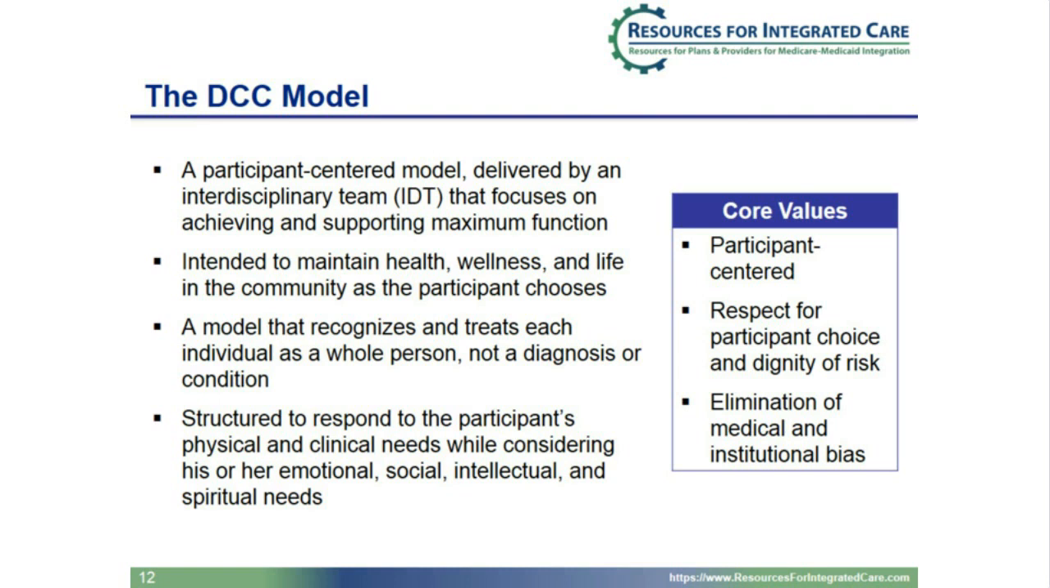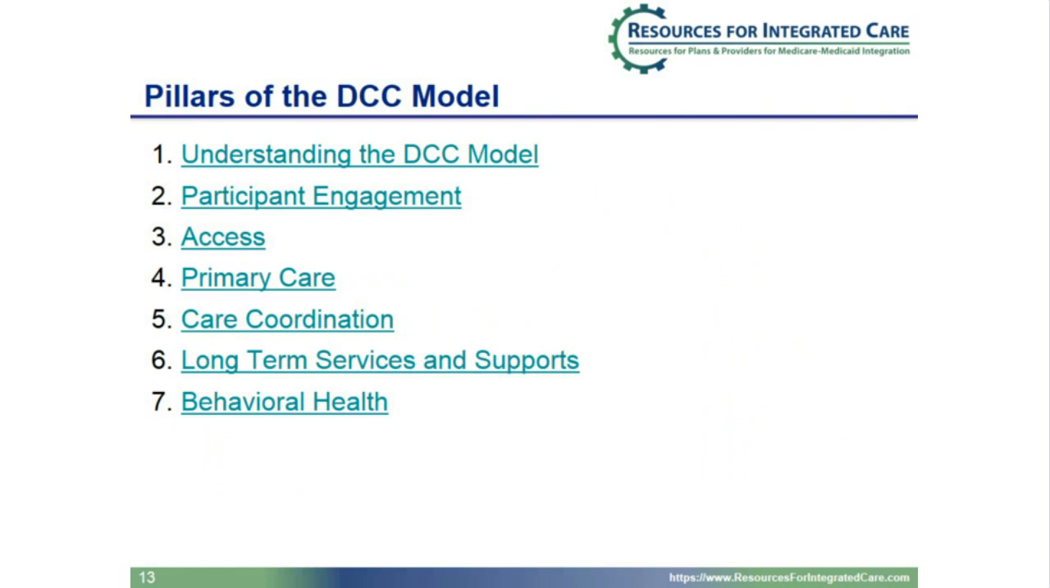The DCC model is organized in 7 pillars as outlined on this slide. The first pillar describes the necessity of understanding the lived experience of persons with disabilities and the individual participant in particular. The second pillar describes an approach to participant engagement using a comprehensive assessment as a means to understanding their experiences, goals, and preferences. Without a strong, respectful relationship with the participant, the outcomes desired will not be optimally achieved.